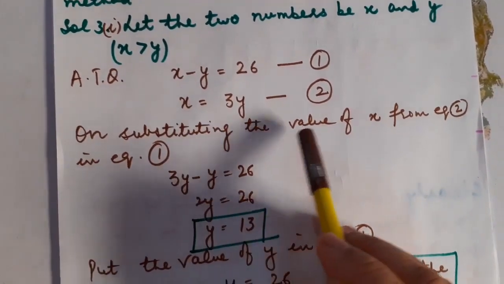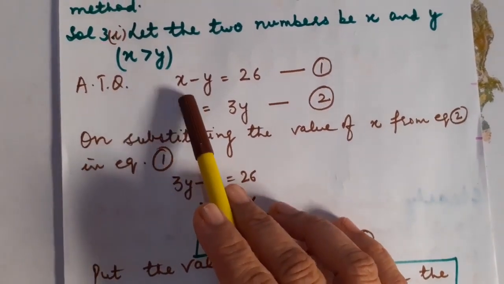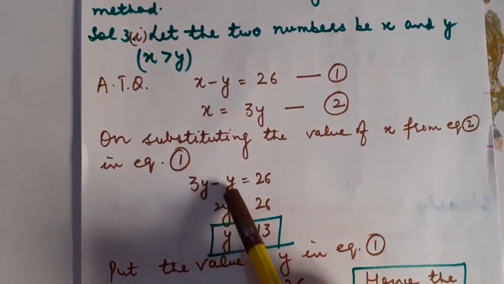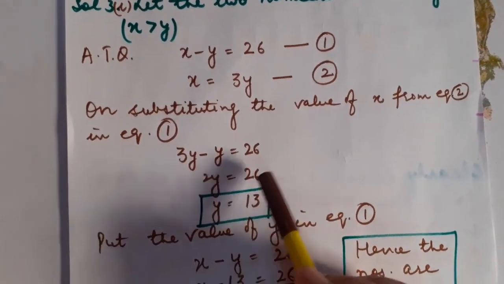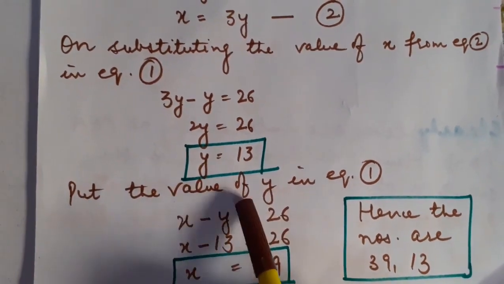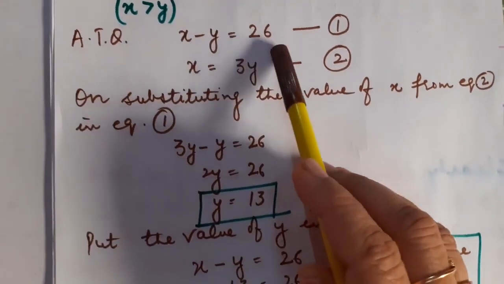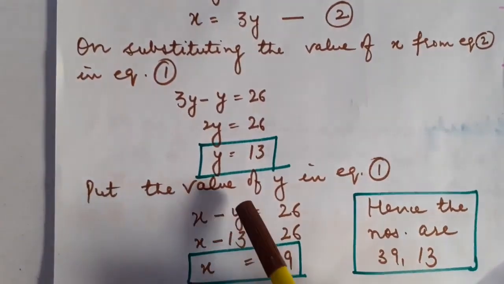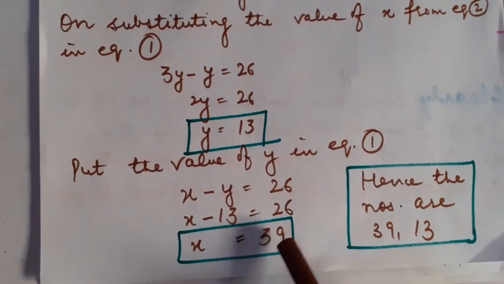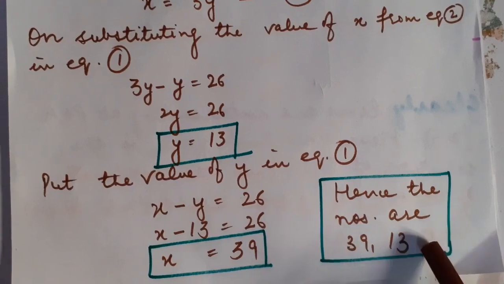Now on substituting the value of x from equation number 2 in equation number 1. Equation number 1 is x minus y is equal to 26. So at place of x I am going to put 3y. 3y minus y is equal to 26. 2y is equal to 26. So y is equal to 13. Now put the value of y in equation number 1. What was equation number 1? x minus y is equal to 26, right? So here I am going to put the value of y. x minus 13 is equal to 26. So x is equal to 39. So thus the required numbers are 39 as well as 13.